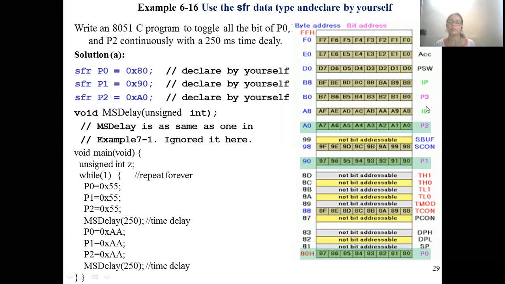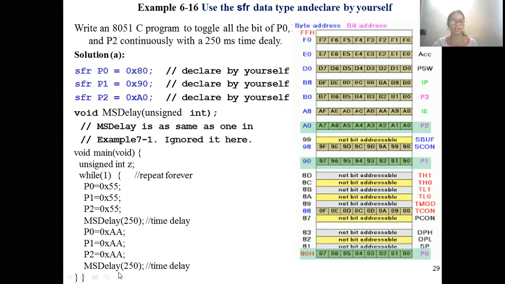A particular register is allotted some memory space in the RAM, and in that way you can access them by calling their names or by calling their addresses.